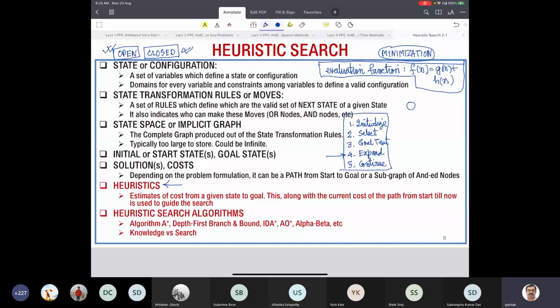Any questions? Okay, good. So now what we will do is we will modify our breadth first search, depth first search, and iterative deepening search using the heuristic estimates and the heuristic evaluation functions.